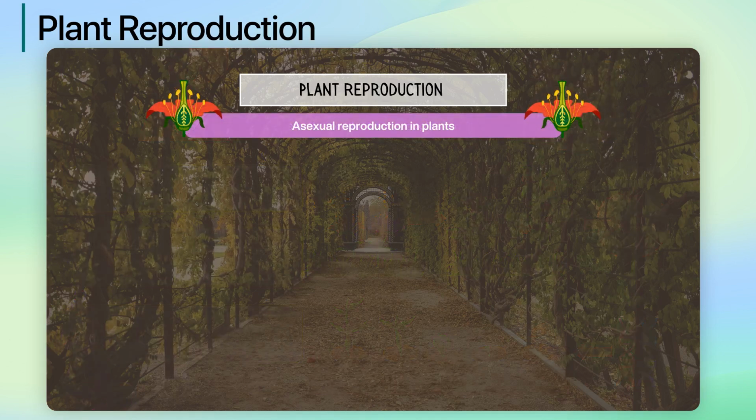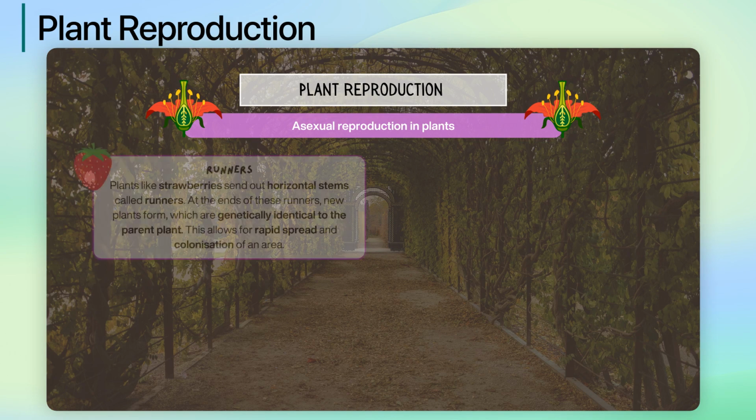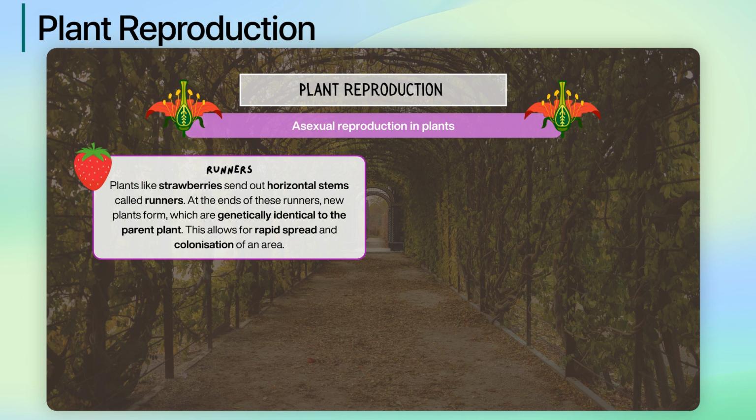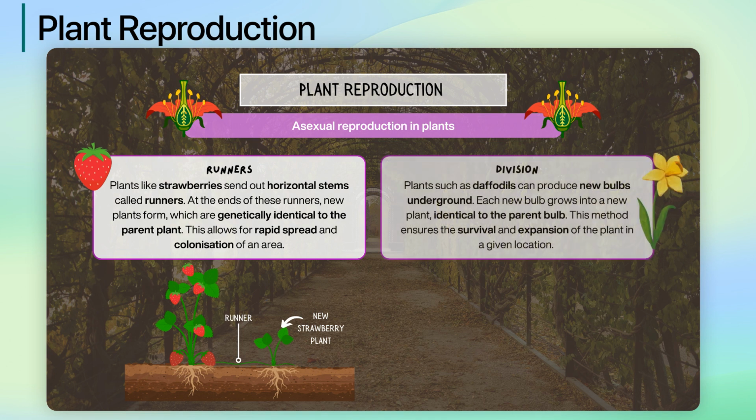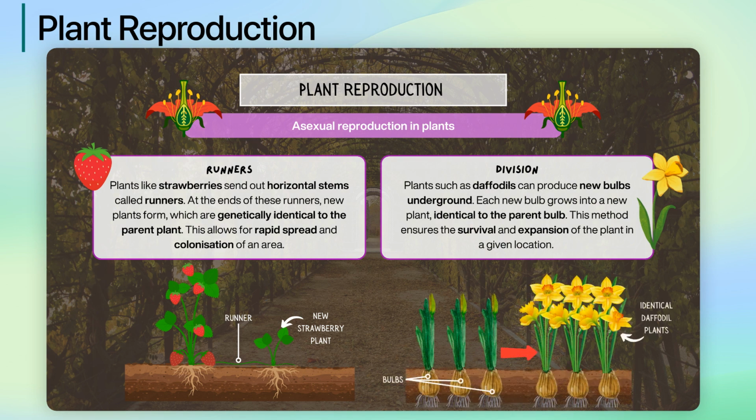Several mechanisms allow plants to reproduce asexually, creating new plants that are clones of the parent. For example, plants like strawberries send out horizontal stems called runners. At the ends of these runners, new plants form, which are genetically identical to the parent plant. This allows for rapid spread and colonization of an area. Plants such as daffodils can produce new bulbs underground. Each new bulb grows into a new plant, identical to the parent bulb. This method ensures the survival and expansion of the plant in a given location.